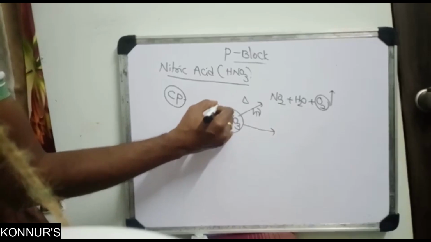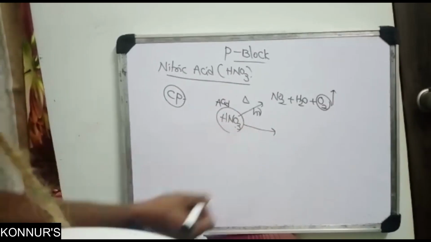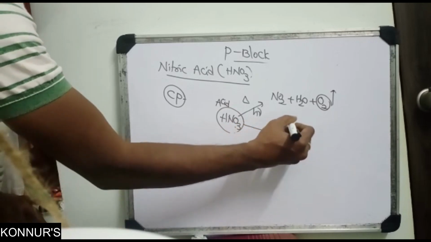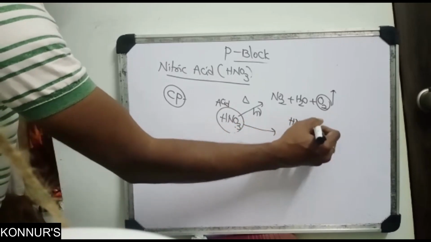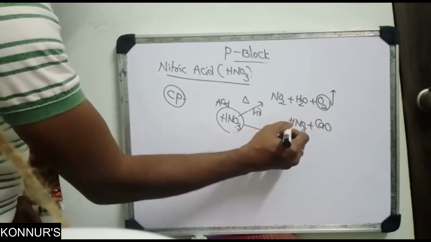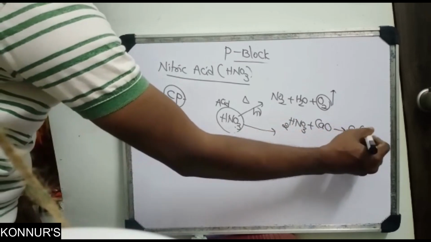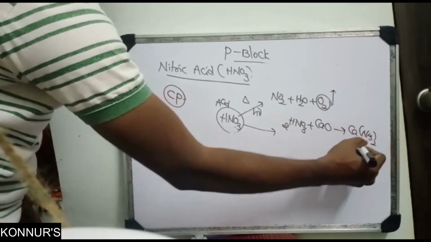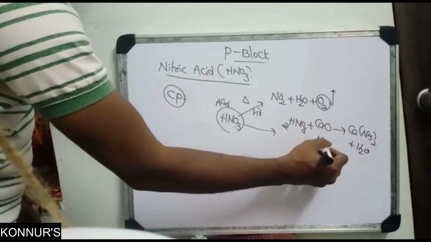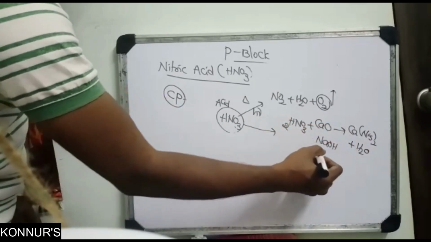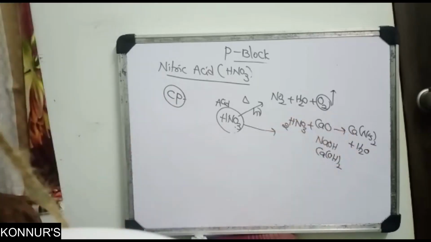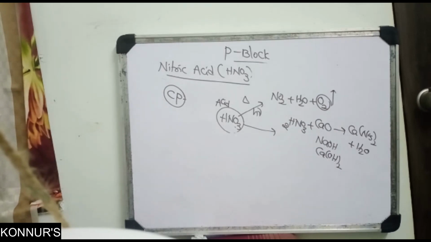Next, it is an acid. HNO3 acid means it readily reacts with bases. So suppose HNO3 reacts with a base, calcium oxide. So 2 moles. You are getting what? Ca(NO3)2 plus H2O. So any bases you can take, NaOH, otherwise calcium hydroxide. So any bases you can easily react.